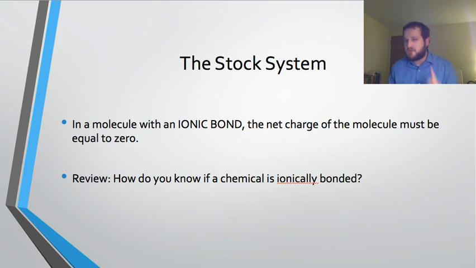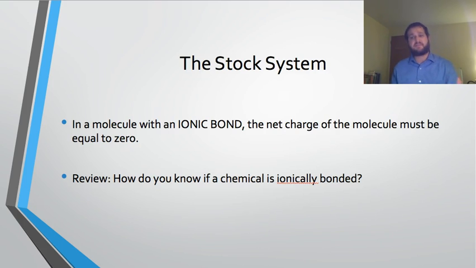But how do you know if the chemical bond is actually ionically bonded? Great, so hopefully you remembered that if there's a metal involved, so potassium, sodium, magnesium, any of those metals, then it's probably an ionic bond. And you can use the stock system to figure out how many of each atom you need.